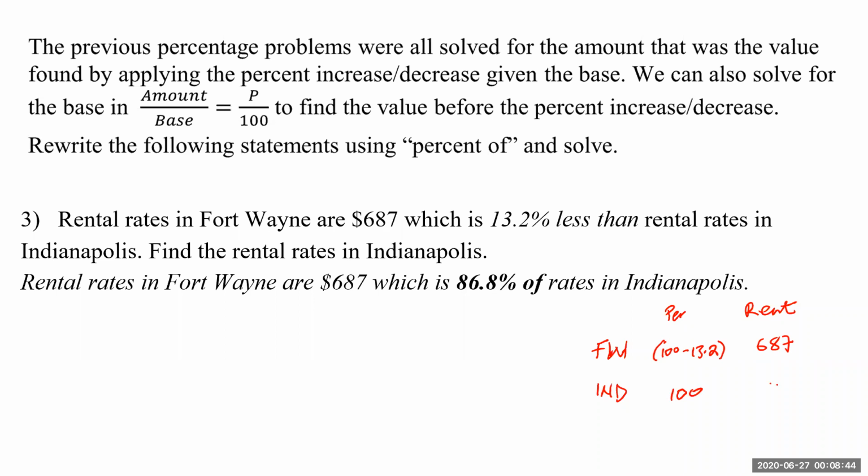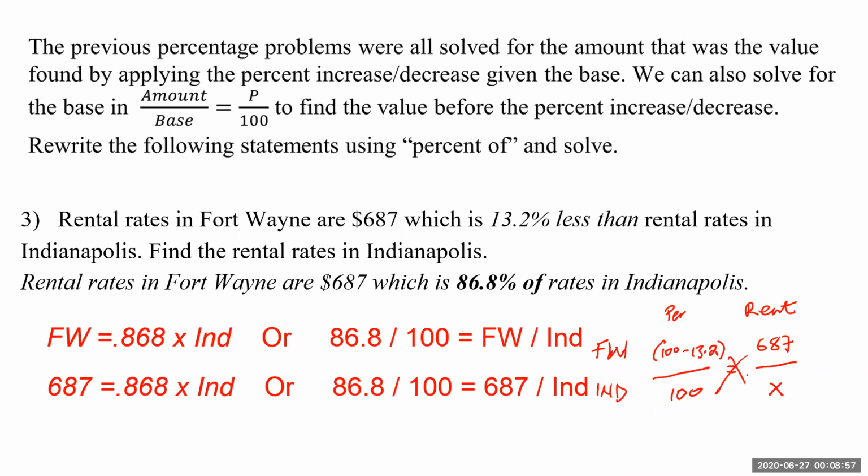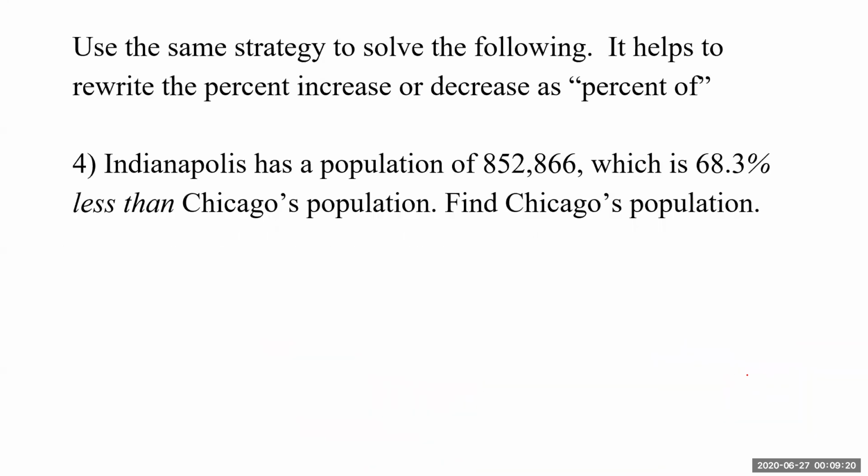Now, because that is being compared to Indianapolis, Indianapolis percentage will be 100%. Now we want to find the rental rate in Indianapolis. We don't know, so we put that as our X. Now we divide both sides, and now we can cross product. And our answer will come out as 791.47. Is that okay? Good. So again, I focus on extracting the relevant information, laying them side by side, establishing my proportion, and then I cross product to find my missing variable.